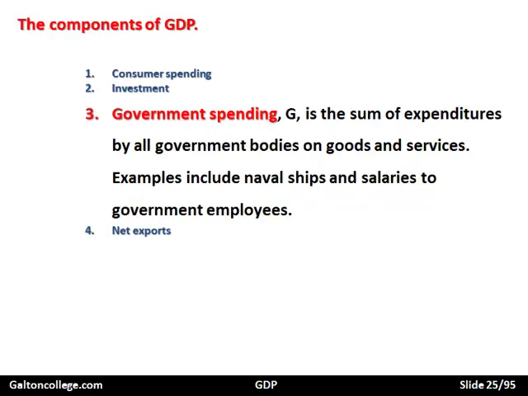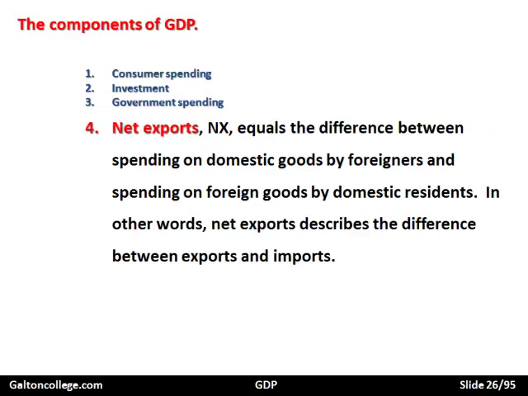Government spending is the sum of expenditures by all government bodies on goods and services. It includes naval ships, salaries to government employees, all the items that government spends on the education sector, on the health sector, on roads, on all the different areas of expenditure. Net exports equals the difference between spending on domestic goods by foreigners and spending on foreign goods by domestic residents. In other words, net exports describes the difference between exports and imports.